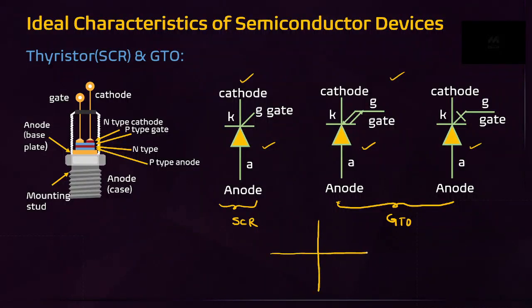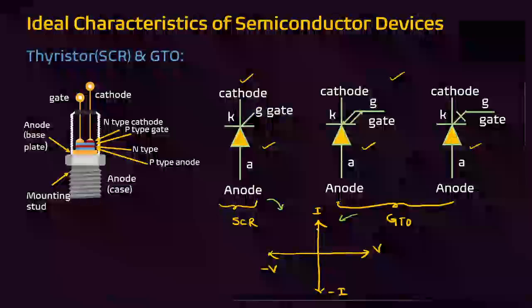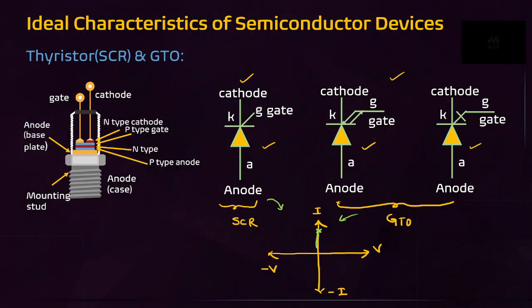Take the current on the y-axis and voltage on the x-axis. We know that the SCR characteristics and GTO characteristics are the same. It may be SCR or GTO, it allows the forward current. Both SCR and GTO block the forward voltage, and they also block the reverse voltage. It may be SCR or GTO, it blocks both polarities.